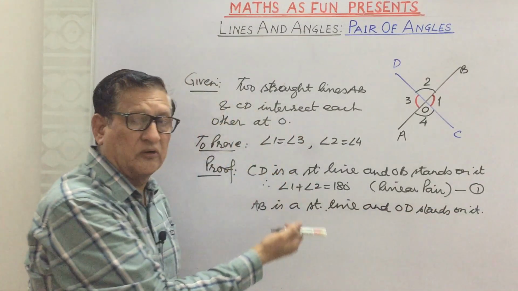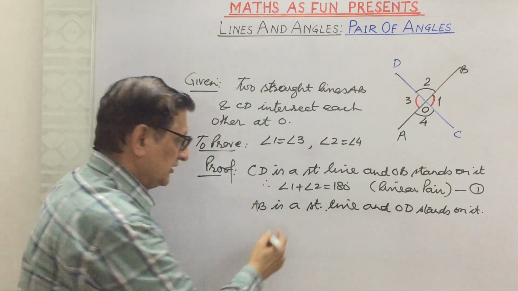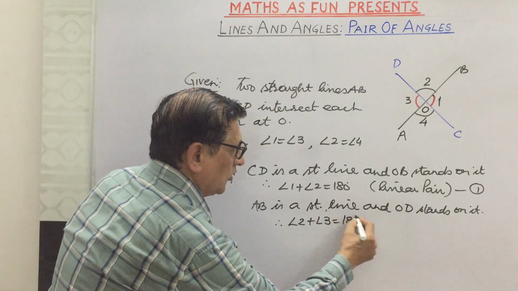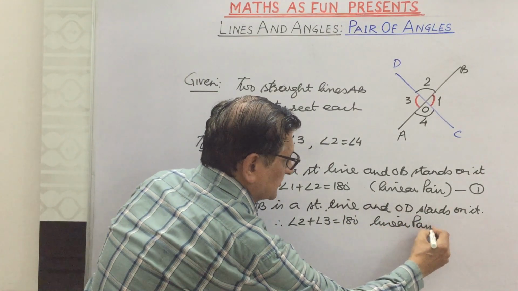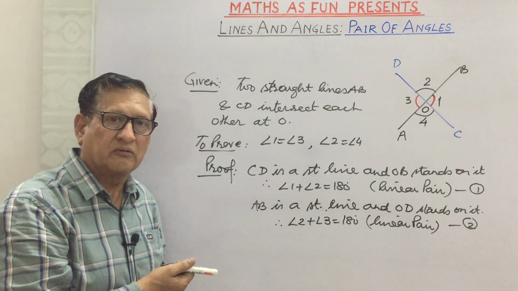So which are the angles formed now? 2 and 3 are forming a linear pair. Therefore, angle 2 plus angle 3 is equal to 180 degrees. They are also forming a linear pair, the same reason. And this is, suppose, equation number 2.